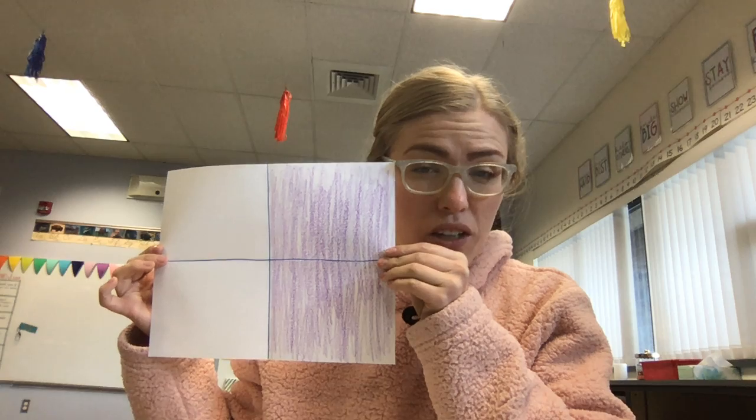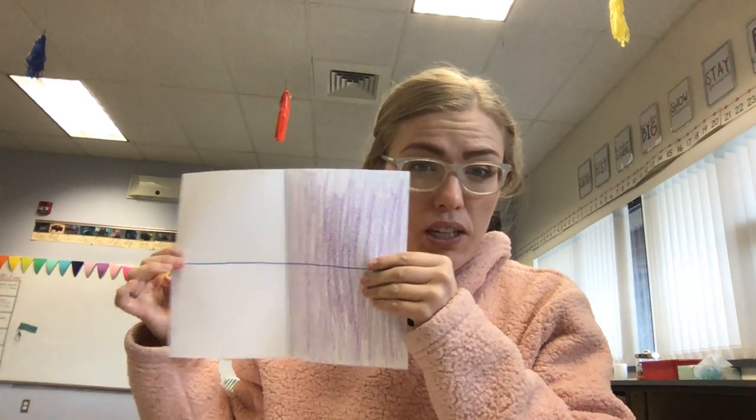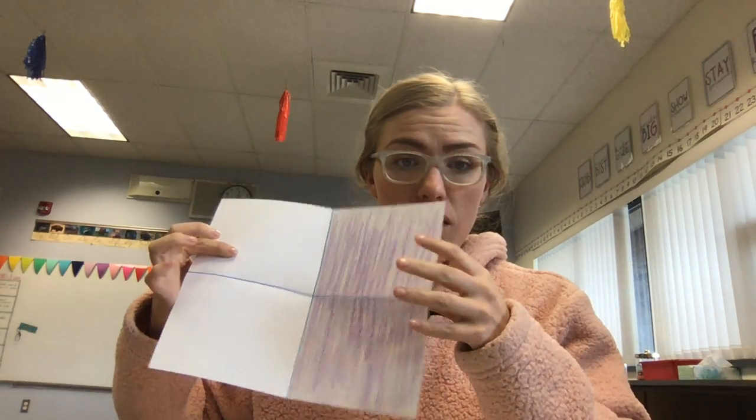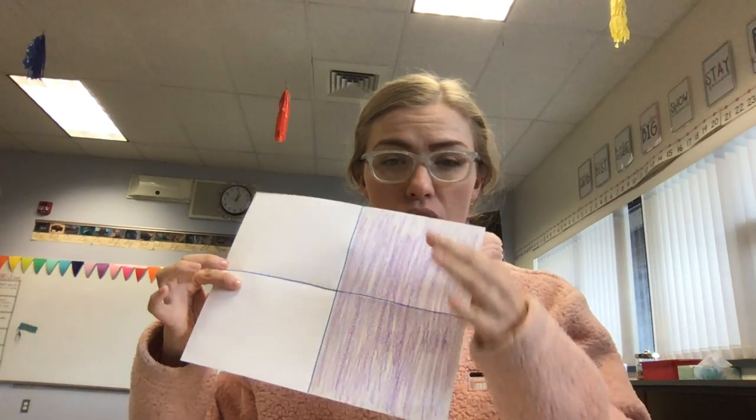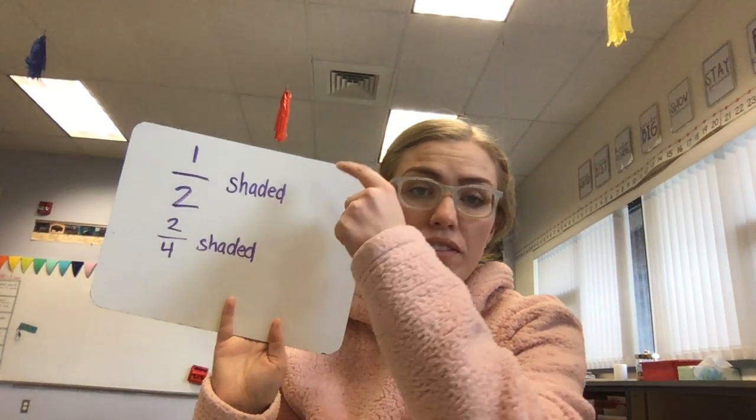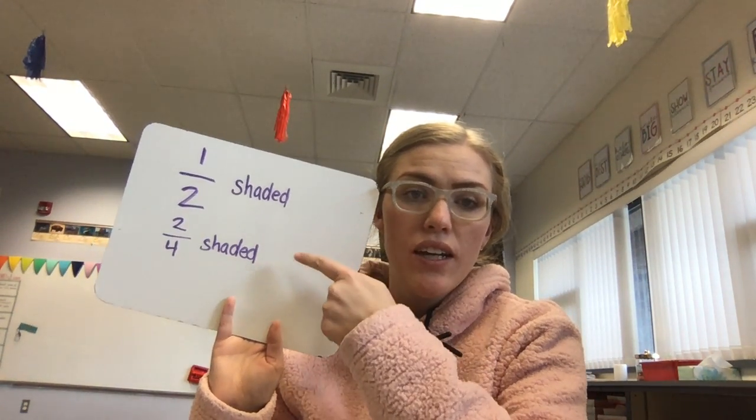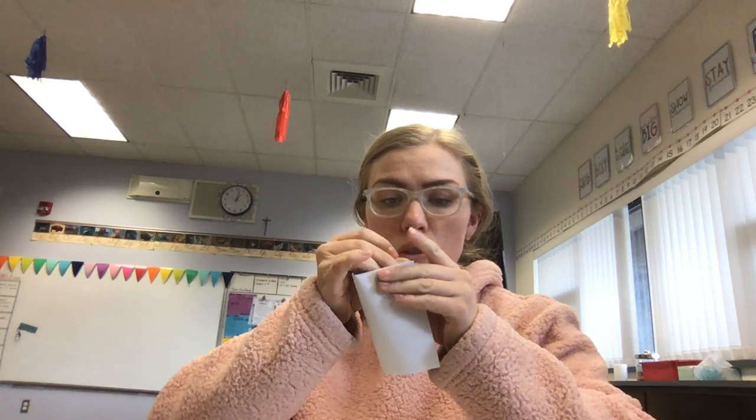The answer would be 2/4, right? Because there's 1, 2, 3, 4 squares, and 2 of them are shaded. So at first we had 1/2 shaded, now we have 2/4 shaded. This time, fold it back up and fold it in half one more time.